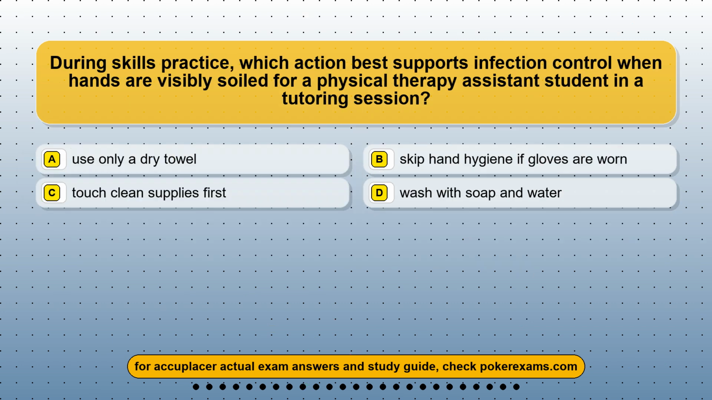Question 13. During skills practice, which action best supports infection control when hands are visibly soiled for a physical therapy assistant student in a tutoring session? Option A. Use only a dry towel. Option B. Skip hand hygiene if gloves are worn. Option C. Touch clean supplies first. Option D. Wash with soap and water.